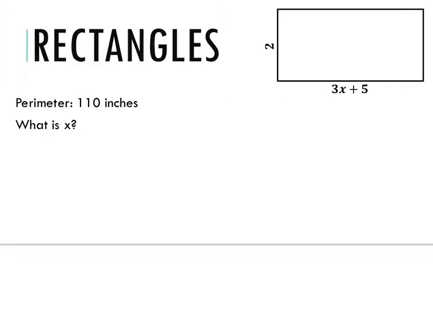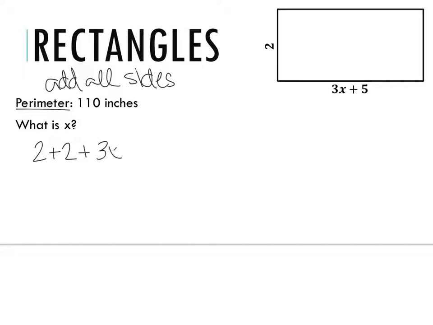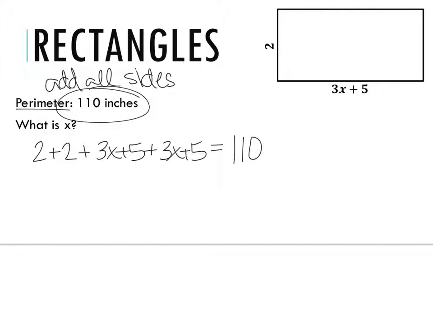So what we're going to do different this unit is we're actually going to solve. So this time they say, okay, here's your rectangle. If the perimeter is 110 inches, well, what is x? So I'm going to do the same thing. It's asking me for perimeter, so I'm going to add all sides. So I'm going to do 2 plus 2 plus 3x plus 5 plus 3x plus 5. But I know that the perimeter is equal to 110 inches.